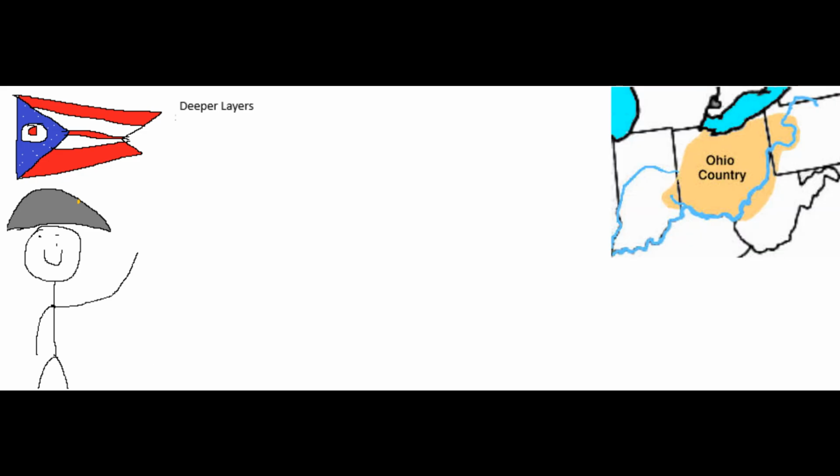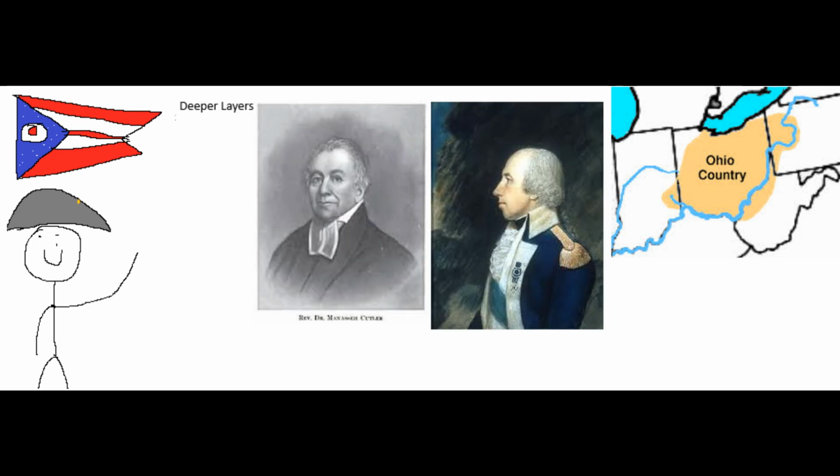The Ohio Company. The Ohio Company was founded in 1786 by groups of New England veterans, hoping to purchase and settle the land. Led by figures such as Rufus Putnam and Manasseh Cutler, the land they purchased would see the establishment of the territory of Ohio.